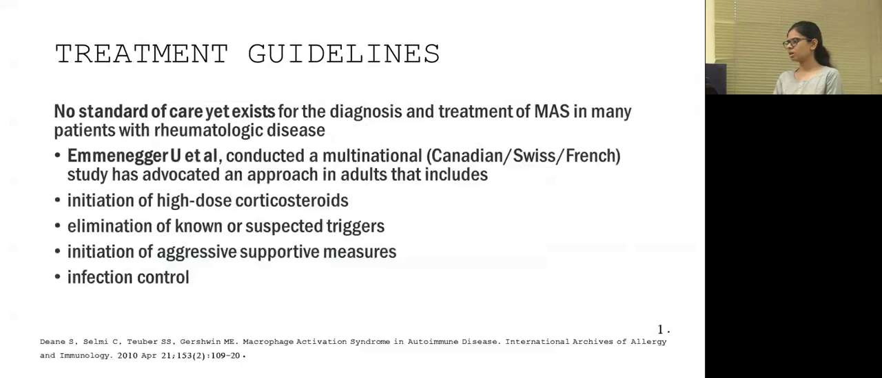But here in MAS, which is secondary HLH, we don't follow the similar tapering course of 3 immunosuppressants. We start with a high dose of corticosteroids based on the study by Emeneghu et al. We initiate high dose corticosteroids and we treat the underlying trigger. We control the underlying infection if it is present, and we start supportive measures like PPIs, Shelcal, vitamin D, bacterial cover. All that is what we do in a secondary HLH, that is MAS.